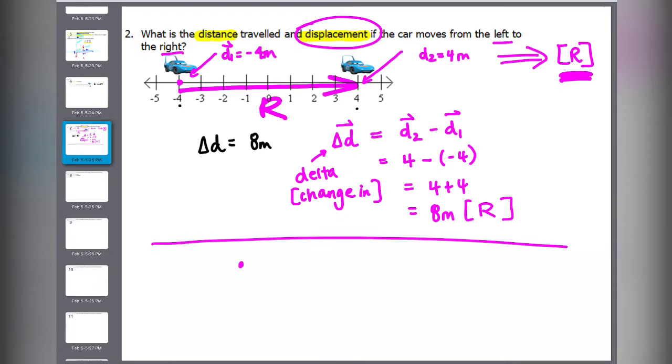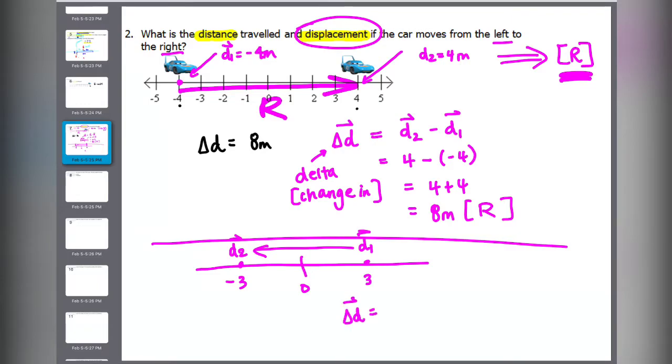If I tell you that this is D2 and this is D1, and this is 0, and the car started at 3 and ended at negative 3, I went this way. D1 is 3, D2 is minus 3. I plug it in the equation. Delta D is D2 minus D1. It's still always final minus initial. Final is negative 3, minus D1 which is 3. I get negative 6.